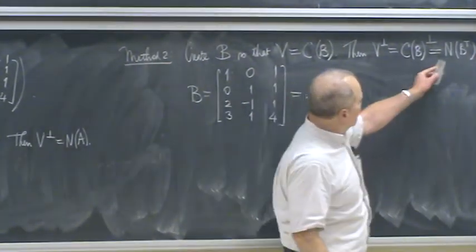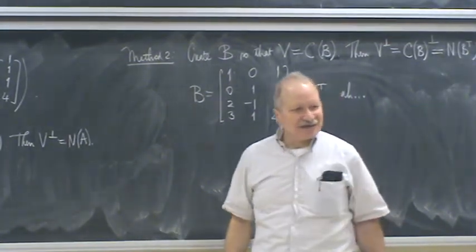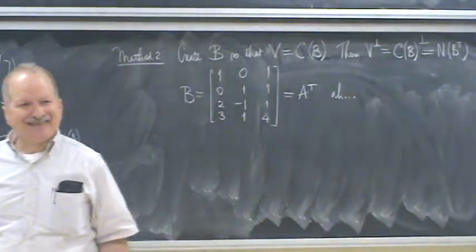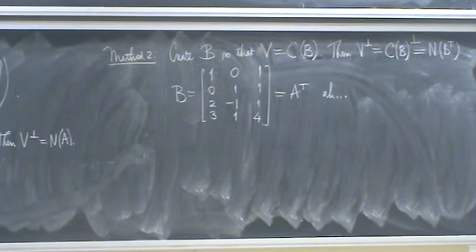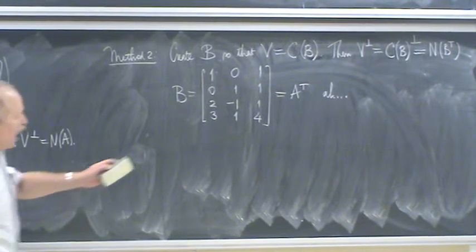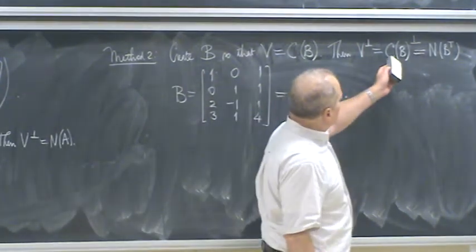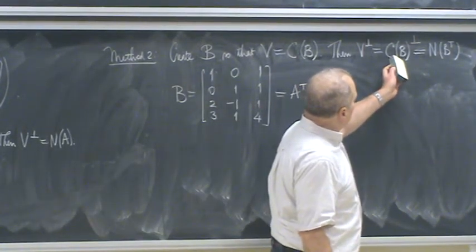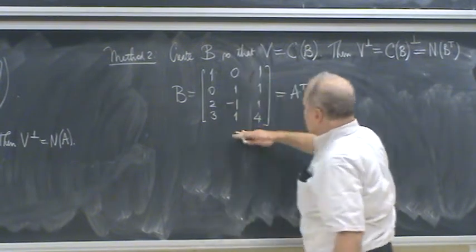So what is the null space of B transpose? Null space is the same. So you're really solving the problem the same way. Except, how would you find the perp when you're thinking of column spaces?